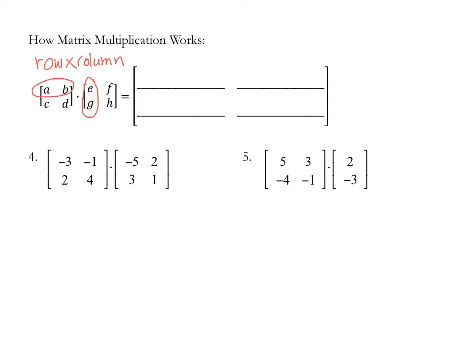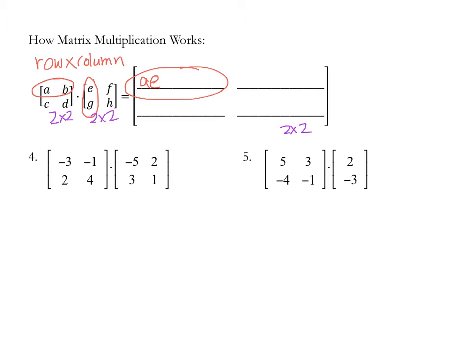So let's just dial it back for a second. This guy was 2 by 2. This guy was 2 by 2. So I already have set up over here that the answer would also be 2 by 2. So to get the first answer blank, since it's in the first row, first column, we're going to do the first row times the first column. So it's going to be A, E, those are going to go together.